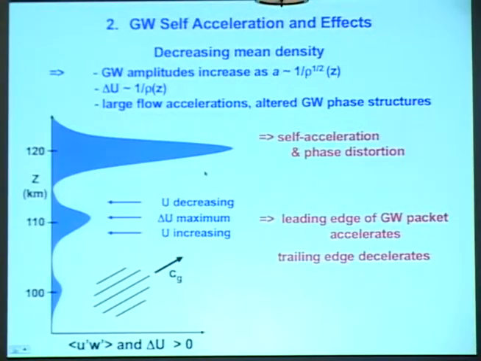Okay, well, let me now turn to self-acceleration. And this is a simulation that we use the anelastic code for. We get the same results with the compressible code. And basically what happens as a gravity wave propagates upward is it grows in amplitude in order to try to conserve kinetic energy, as 1 over rho z, to the 1 over the square root of the density.